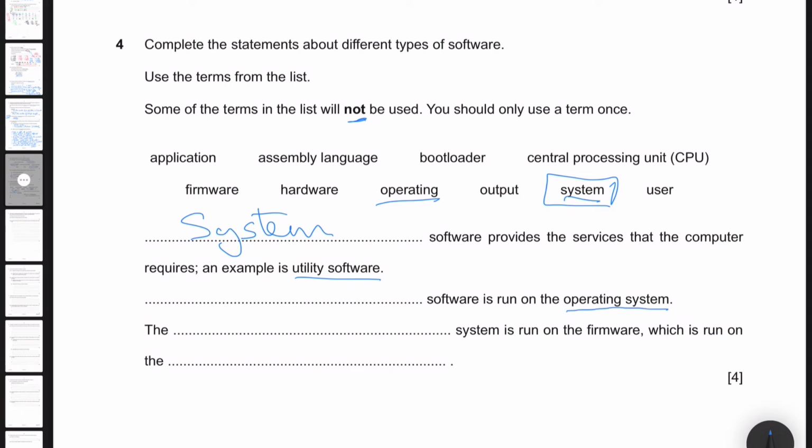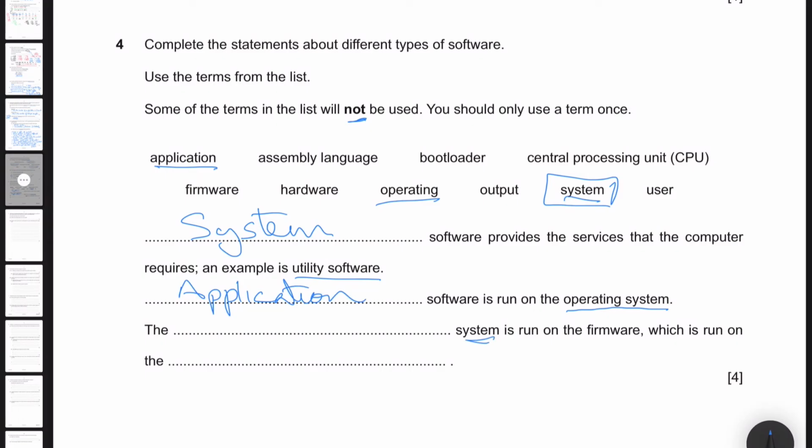Something software. So it's not going to be operating software. What do we install on an operating system? Well, I would say we install applications. So application. It's quite easy, this, isn't it? Well, we've got the answer here.